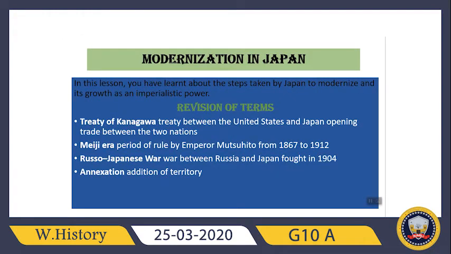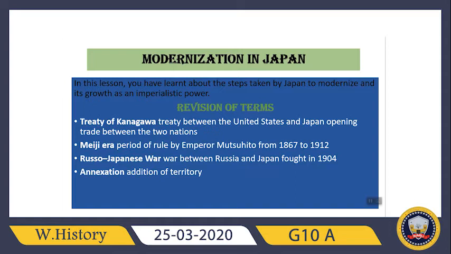Next we have Modernization in Japan, and in this lesson you have learned about the steps taken by Japan to modernize, and about its growth as an imperialistic power. Then a few terms from this lesson I collected. The Treaty of Kanagawa, it's very important. What was the Treaty of Kanagawa? This treaty was between the United States and Japan, opening trade between the two nations.